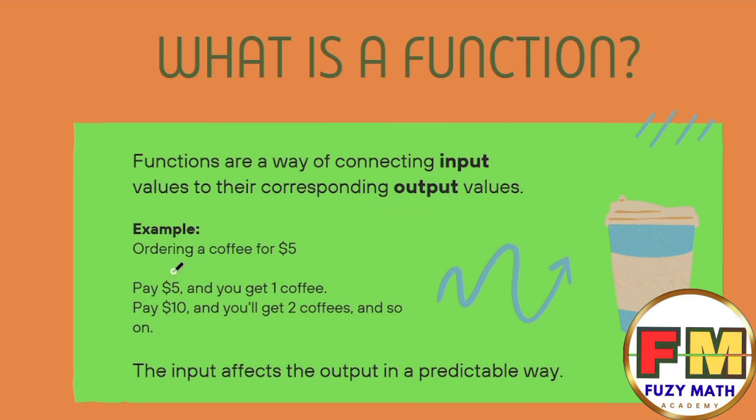Example: ordering a coffee for $5. Pay $5 and you get one coffee. Pay $10 and you will get 2 coffees, and so on. The input affects the output in a predictable way.